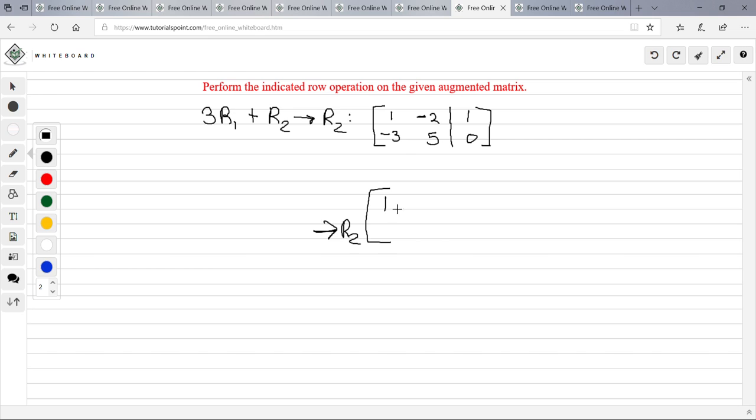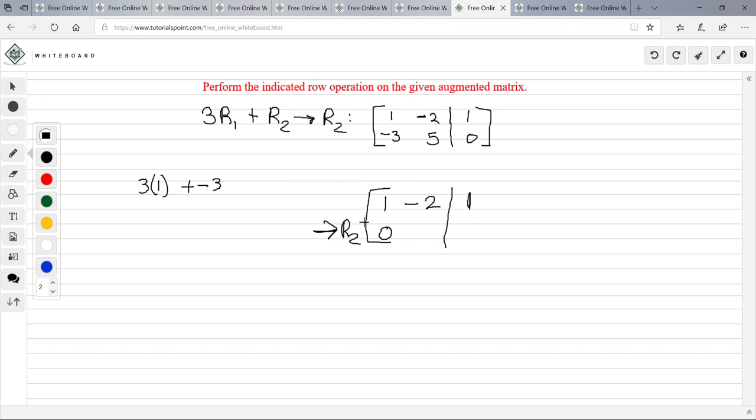So it's going to be 1, -2, and then this solid line. So it says we're going to multiply 3 by row 1 plus row 2. So here's row 1. So it's going to be 3 times row 1, so that's a 1, plus row 2. Here's row 2. That's going to be a -3. So 3 times 1 is 3, plus -3 is 0, right? So this is going to be our first entry.